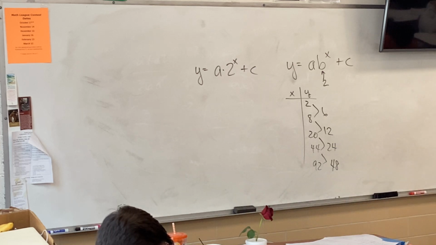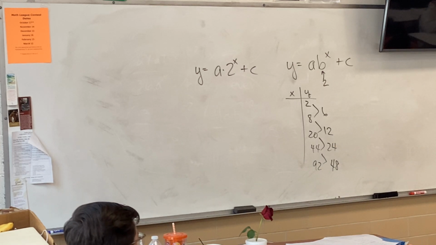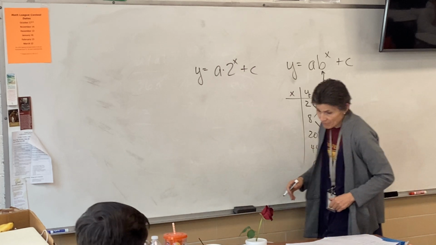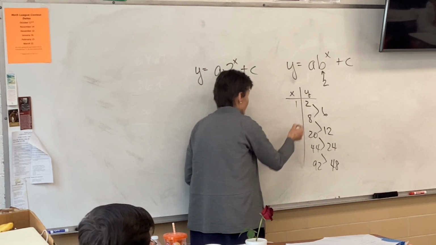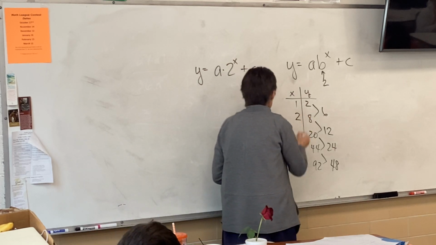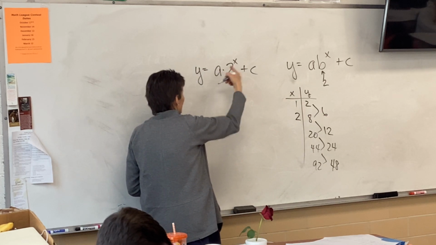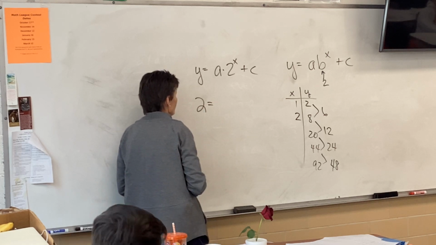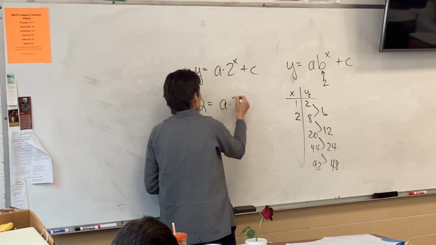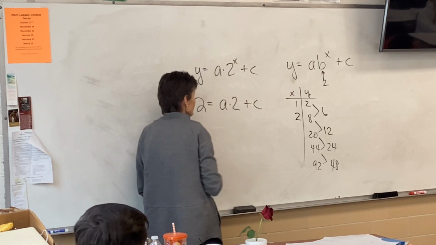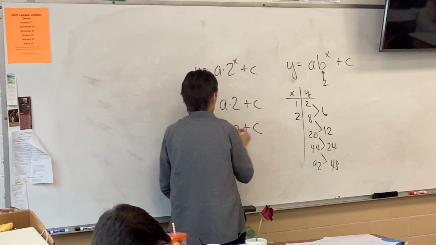So now I have to find my a and c. We've done these before. These were in homework, they were in notes. What do we do? Plug in a point. And you have lots of points to choose from, but I would probably just go with the first couple. Doesn't matter, it'll work no matter what. But if I put in 1 for x and 2 for y, then 2 equals a times 2 plus c. So 2a plus c equals 2.